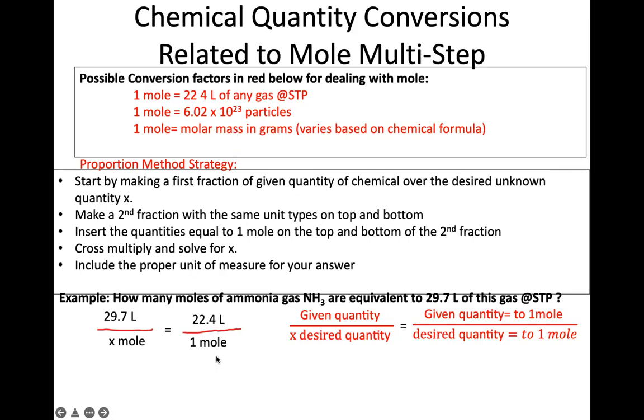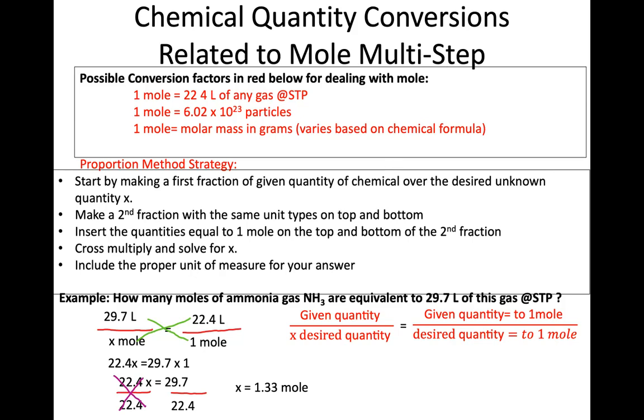Now we cross multiply, and then that allows us to set up an equation: 22.4 times X, and then 29.7 times 1, create an equation out of that. 22.4 times X is equal to 29.7 times 1. You'll solve for X by dividing each side by 22.4. And that will give you a quantity of 1.33 moles. You've just solved your first problem using the proportion method.